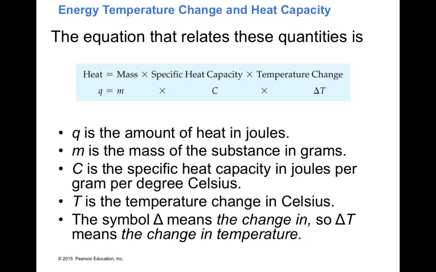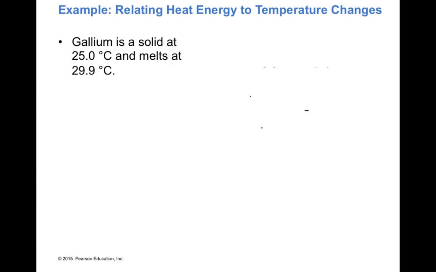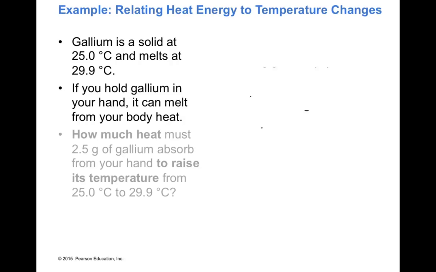So let's do an example. Gallium is a solid at 25 degrees Celsius and melts at 29.9 degrees Celsius. If you hold gallium in your hand, it can melt from your body heat. How much heat must 2.5 grams of gallium absorb from your hand to raise its temperature from 25 degrees Celsius to 29.9 degrees Celsius?